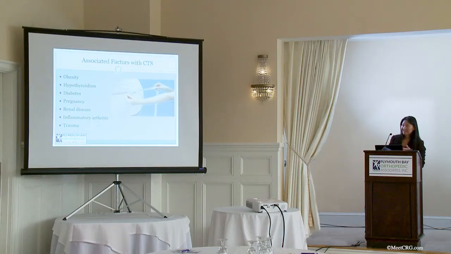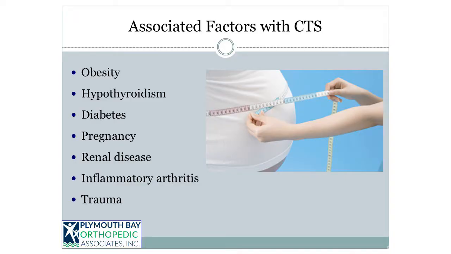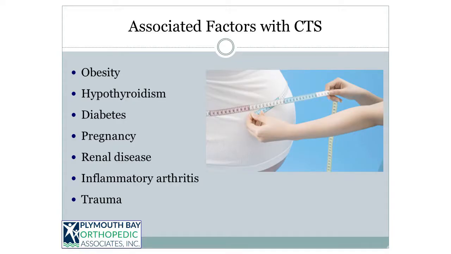A lot of the associated factors with carpal tunnel syndrome are shown here: obesity, hypothyroidism, diabetes, pregnancy. With pregnancy, a lot of women say that it goes away after they deliver, but typically it's a sign that later in life you're probably going to have it. Also kidney disease, inflammatory arthritis, and trauma such as distal radius fractures.